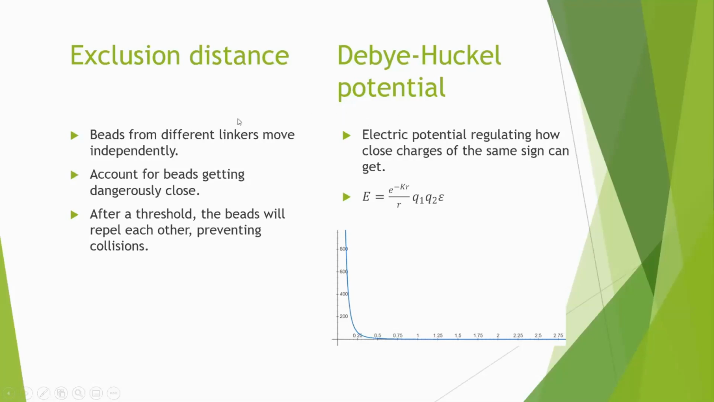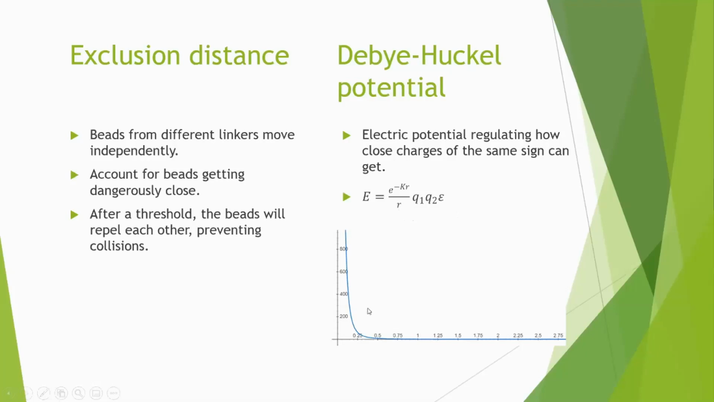Electric potentials are somewhat disregarded in this algorithm. It's part of the simplification that we choose to do, but we really need to account for the electric potentials within the nucleosomes, and Q1, Q2 are the charges of these nucleosomes, and R is the distance between the nucleosomes.